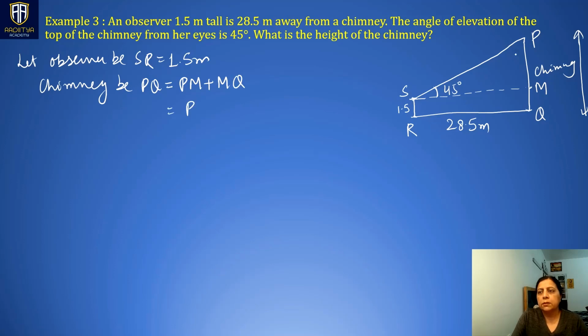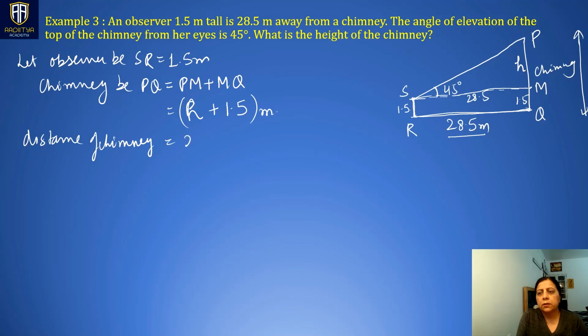Now we can see that PM is unknown to us. We can take this as H. And MQ is given to us as 1.5. See, this is a rectangle. This part is a rectangle, right? In this if this is 1.5, this has to be 1.5. If this is 28.5, this is 28.5, right? So the height of chimney becomes H plus 1.5 meters. Now the distance of chimney from the observer is 28.5 meters. And angle of elevation is 45 degrees, which is equal to angle PSM.